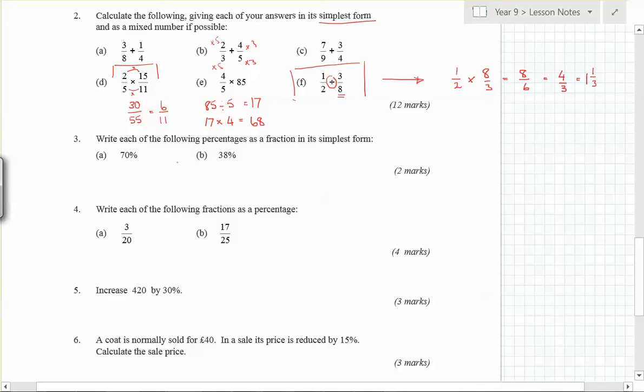Right, percentages as a fraction. Just to start with, it would be 7 over 10, 70 over 100, but yes, you're right, Millie, 7 over 10. Okay. 38% would be straight away 38 over 100, which is 19 over 50. Is that it? 19 is a what number?